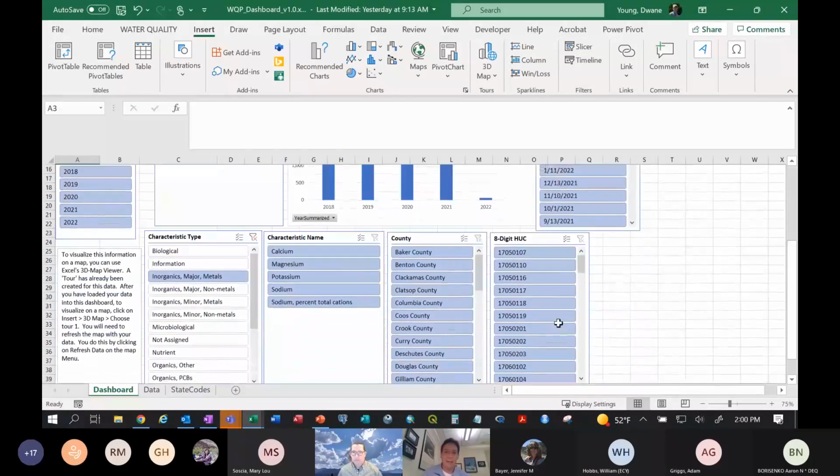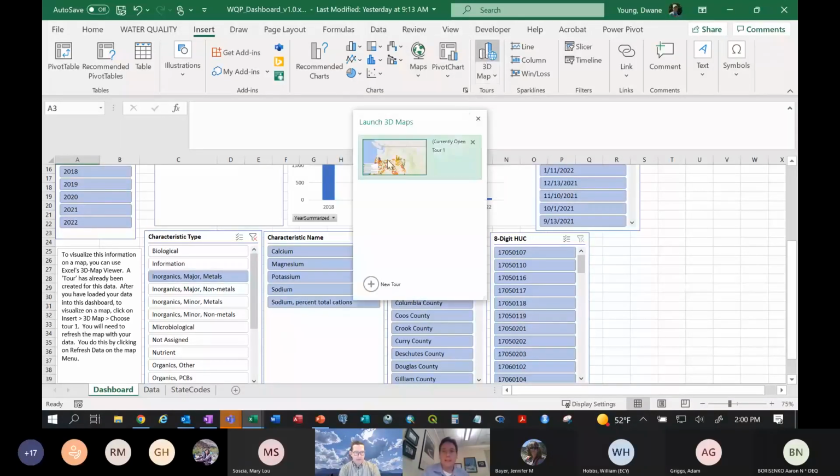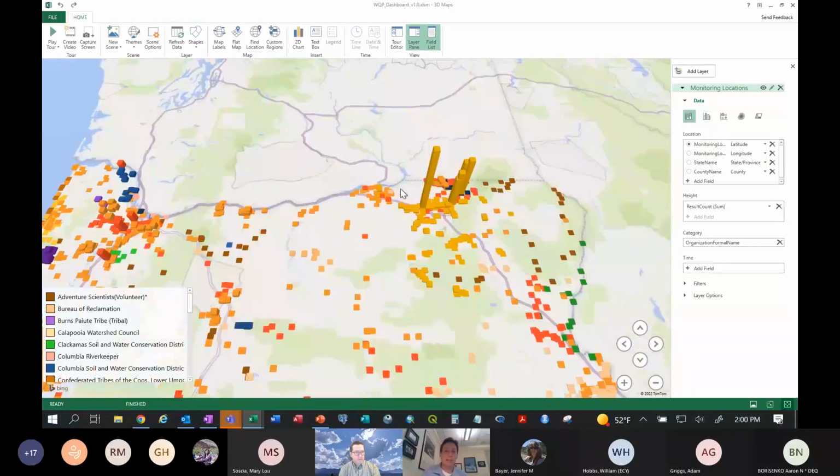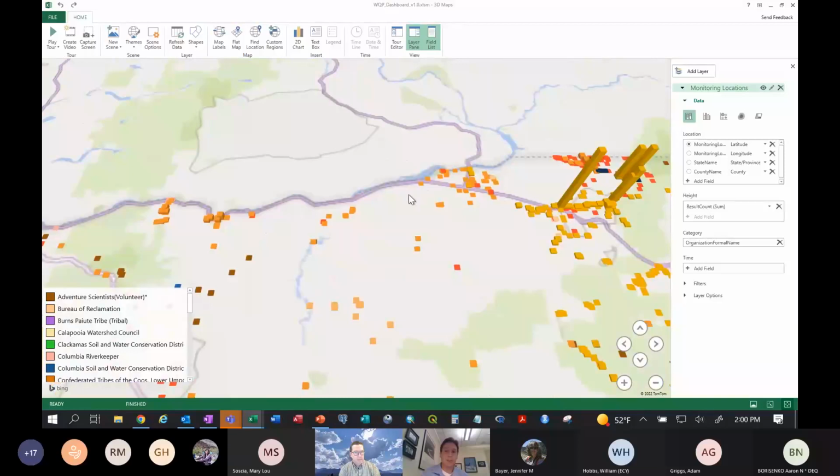And I can even tell what the characteristics are that are being sampled, what counties those are in, what 8-digit HUCs. And again, this is just standard out of the Excel capability, and notice that I haven't even gone to the water quality portal website. It just grabs all this data automatically for me. Here's a nice map. Again, standard out of the box Excel capability. Here's all the data in the state of Oregon. You see all those little spots, and the taller the bar, the more data are available there.